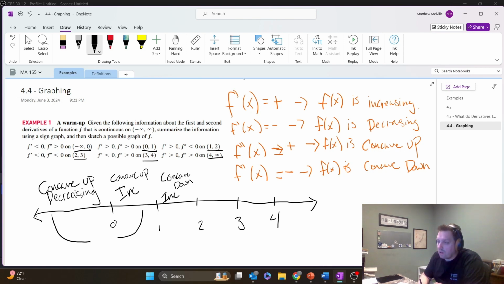Okay, so if it goes from decreasing to increasing, I know that's going to be a minimum. But this is going from increasing to increasing, so it's going to look something like this. This is increasing, and that's still increasing. There's no extrema right here, but it's going from concave up to concave down, so I know it's going to be an inflection point. Okay, so let's go to the next one, from 2 to 3, both negative. So I know that's decreasing and concave down.